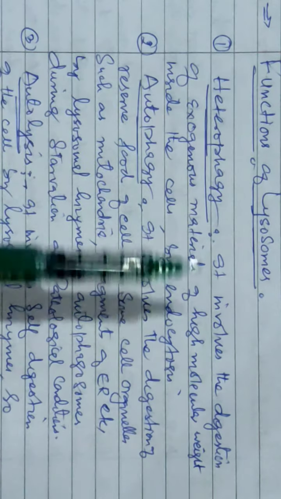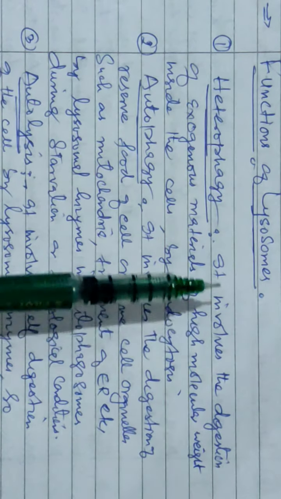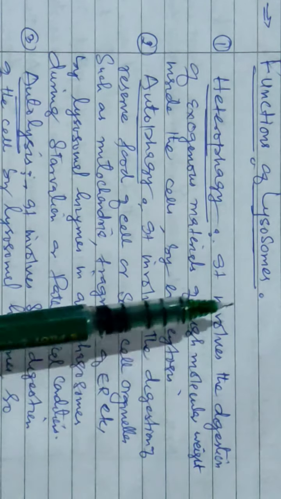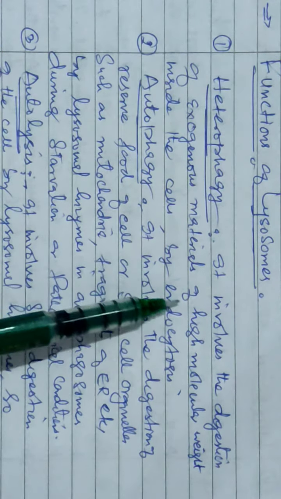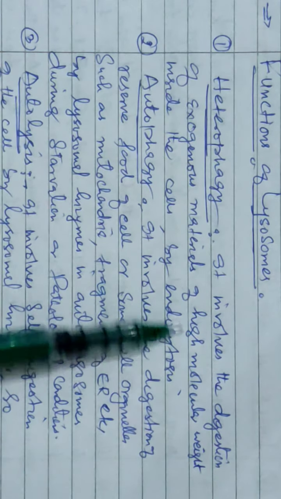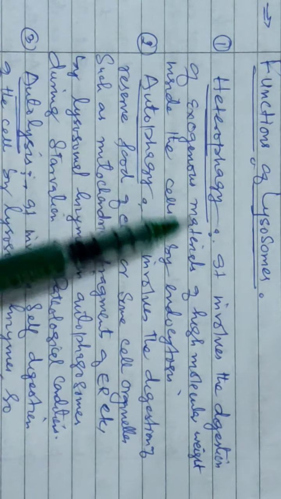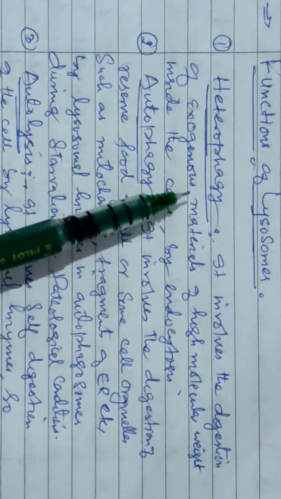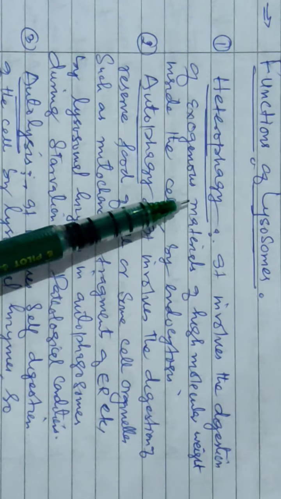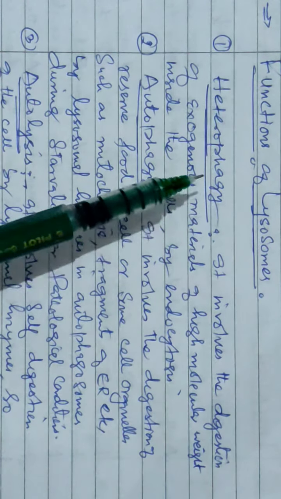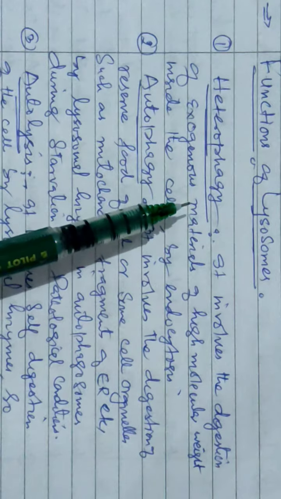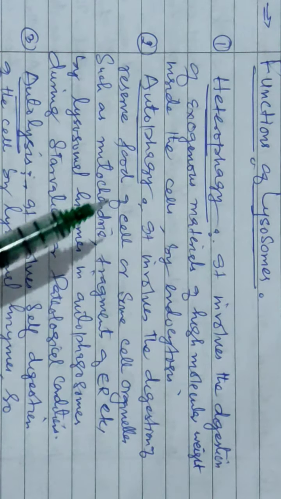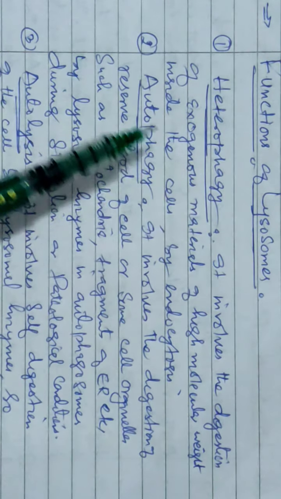What this actually means, as we have told you, is that when a large food particle or bacteria gets into the cell, it forms an endosome. That endosome fuses with the primary lysosome to form a phagolysosome or heterophagosome, and finally its enzymes get activated and start to digest that high molecular weight food particle. This is called heterophagy.